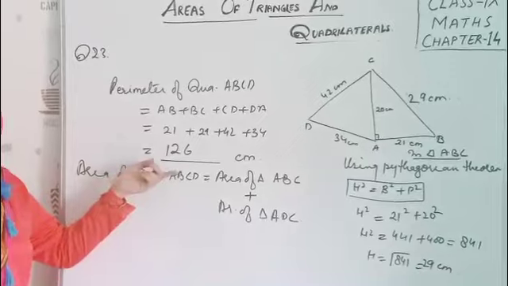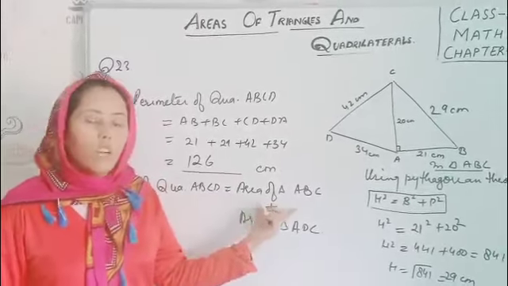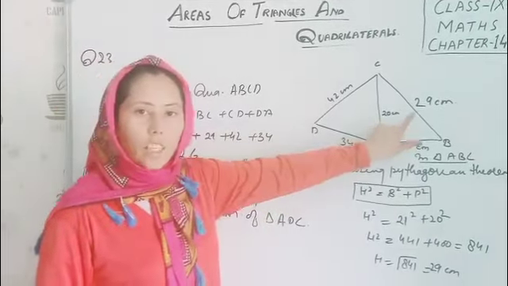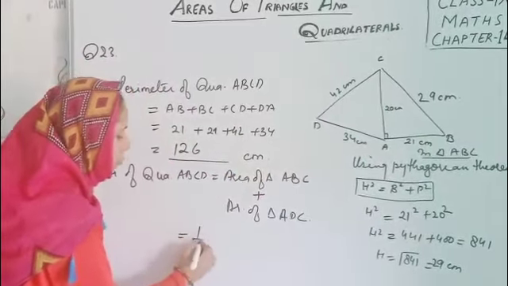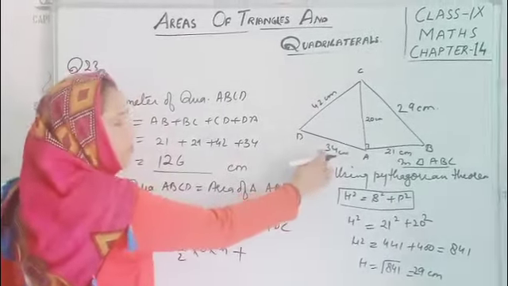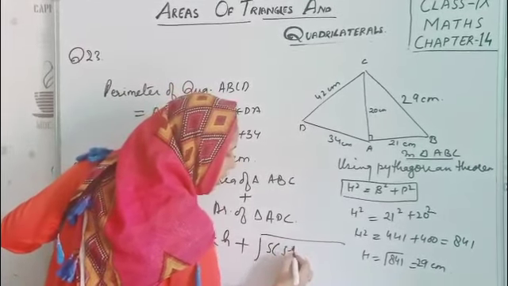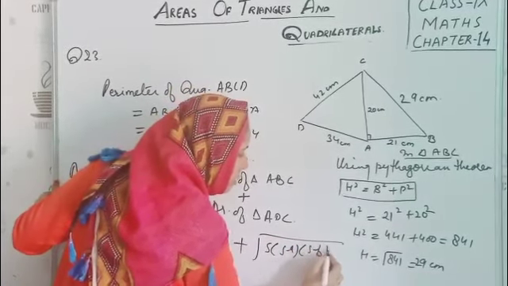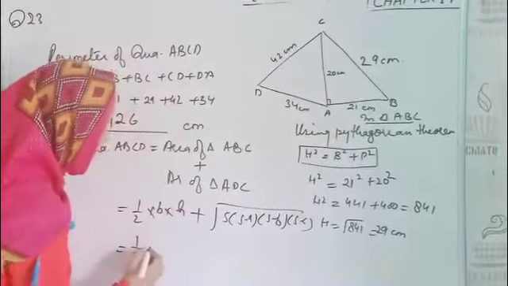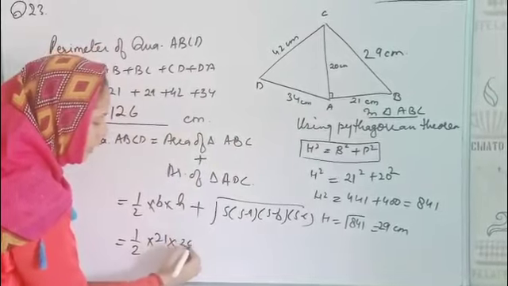So the perimeter is 126 centimeter. Area of quadrilateral ABCD is area of triangle ABC plus area of triangle ADC. ABC is a right angle triangle, so we will use half base into altitude, plus for ADC we will use Heron's formula, s minus a, s minus b and s minus c. In this triangle the base is 21 centimeter and the height is 20.